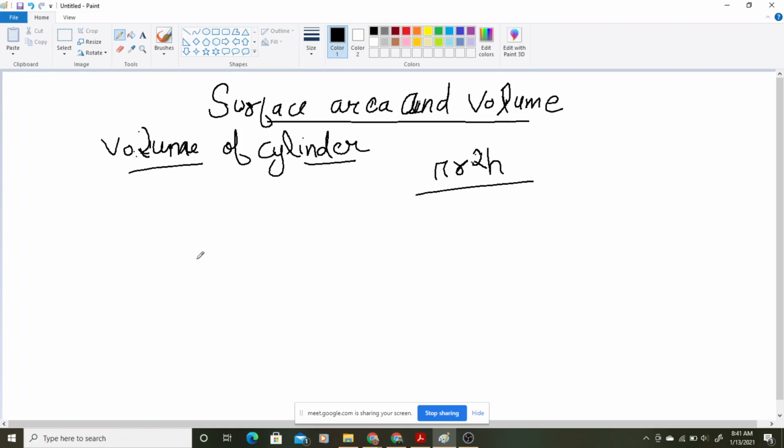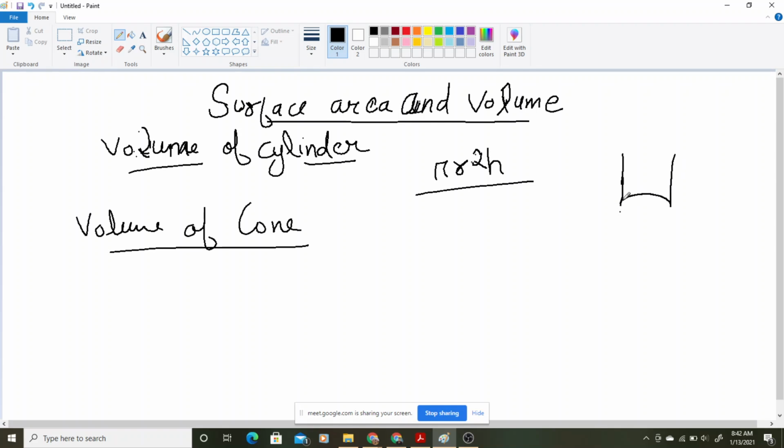Now in this class we will be discussing the volume of cone. Now when we come to the formula for the volume of cone, see, if you have a cylinder like we studied in our last class, this is a cylinder and this is the cone we are having. Can you see any similarity between the cylinder and cone?